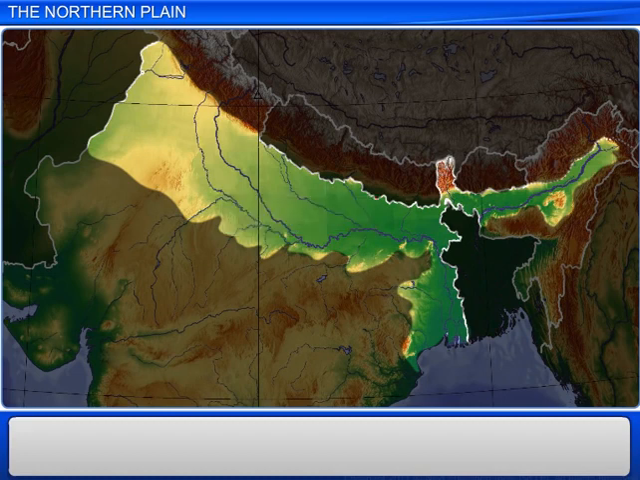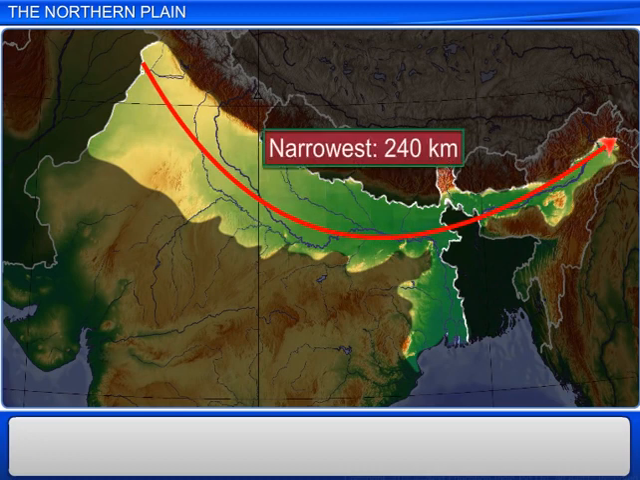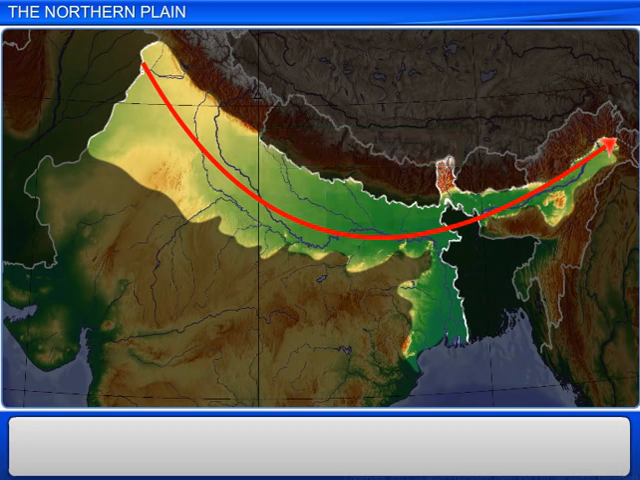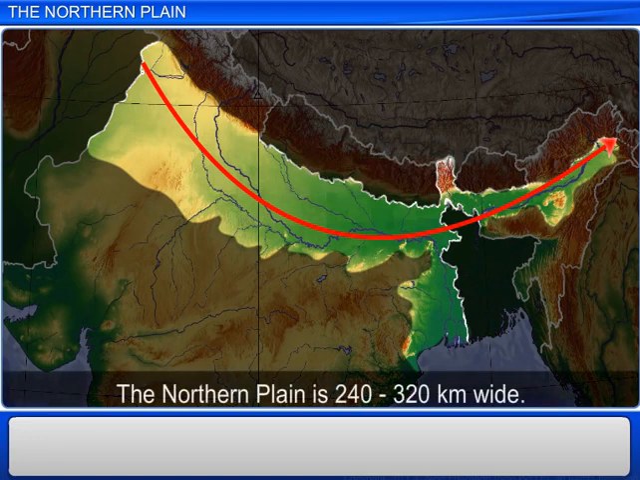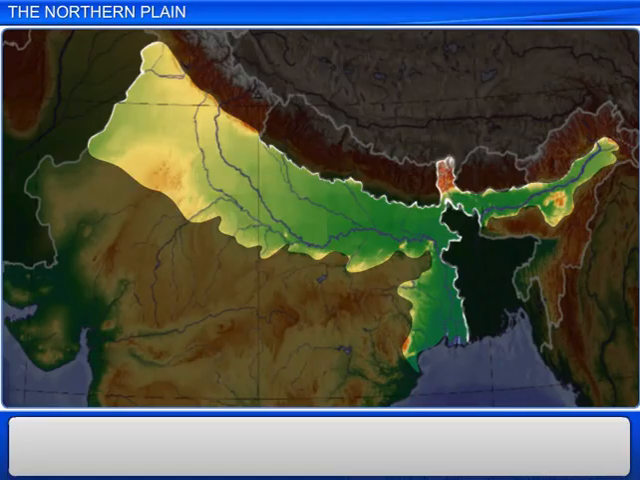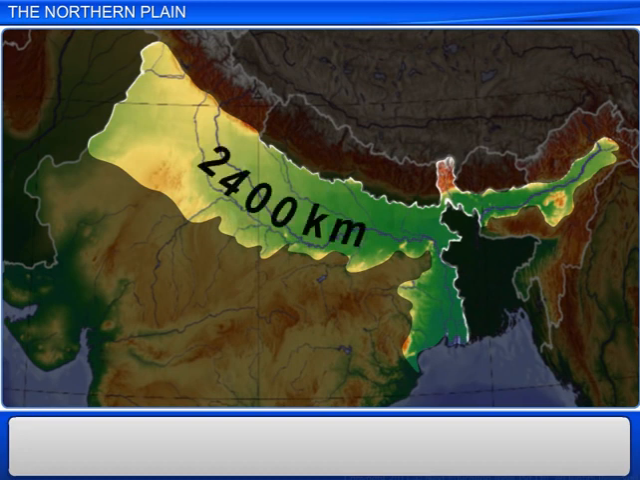The width of this plain varies as you go from north to south. At its narrowest, it stretches across 240 kilometers. At its widest, it stretches across 320 kilometers. The length of the plain is 2,400 kilometers.